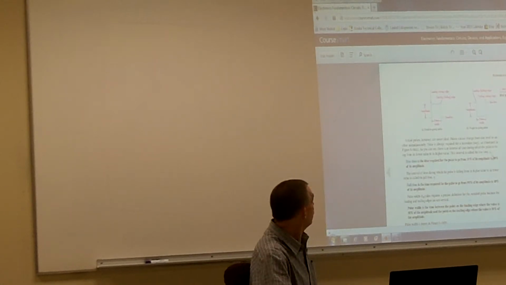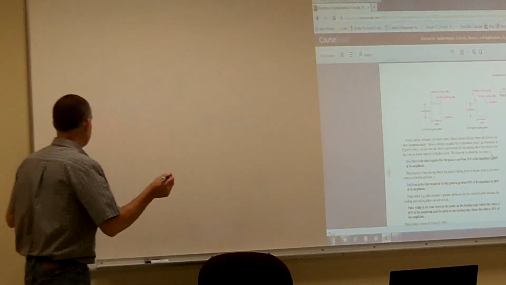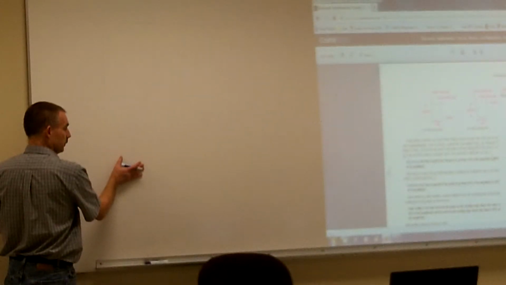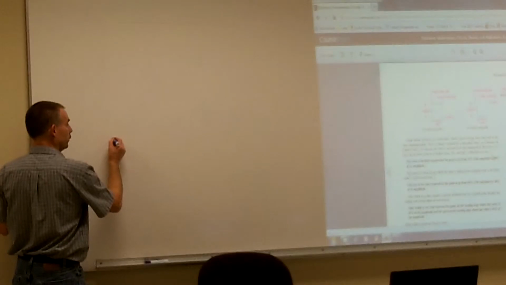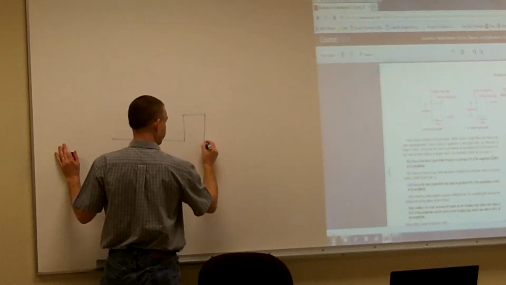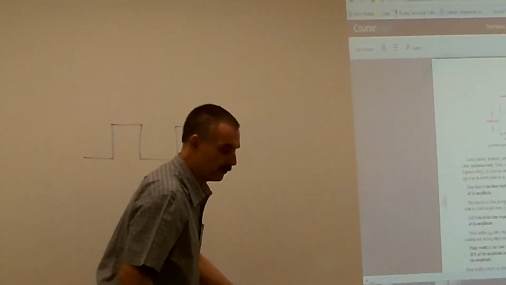All right, so on page 359, what we're looking at is the pulse waveform. This is going to be one of the more common type waveforms that you're going to be using. Basically it's just going to look like a square wave. This is how we transmit bits of information.